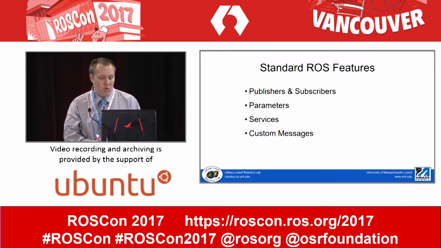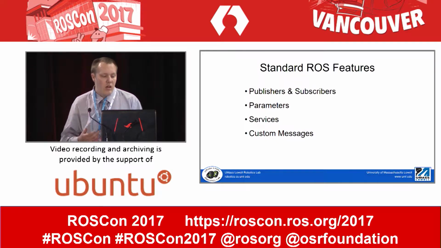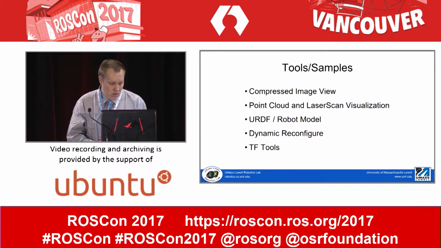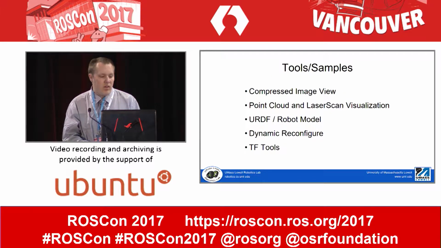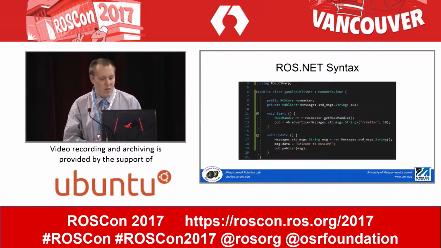I have a couple examples of things that I'm going to give specifically, but kind of what ROS.NET has. So there's publishers and subscribers, parameters, services, custom messages, basically all of the things that you would need for a core ROS program. And as some samples we have a compressed image view, point cloud, laser scan visualization, URDF, dynamic reconfigure, and TF tools for being able to do a lot of the stuff you can natively with ROS, like getting transforms from frames and rendering stuff. And this is an example of C# syntax for creating a publisher. And for all of you that are familiar with ROS, this is very similar syntax.